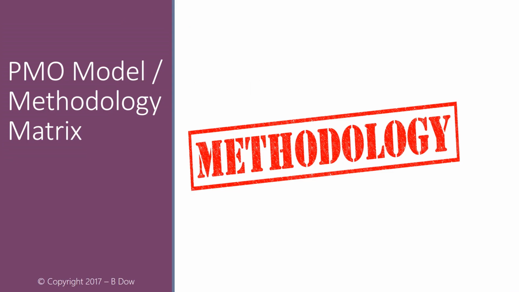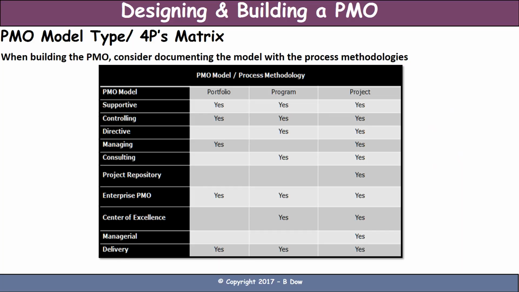Step 5 of your process is your PMO model, right? And your methodologies you're going to use. You just selected your 4 P's. And so now what we do is we say, okay, we've got our P's. Now what model will we use? And when we think about models, we really have 10 major models. We have supportive, controlling, directive, managing, consulting, project repository, enterprise, center of excellence, managerial, delivery, and that list goes on, but these are the top 10.